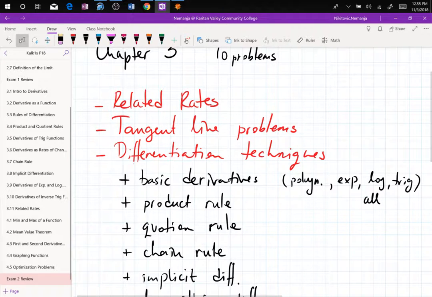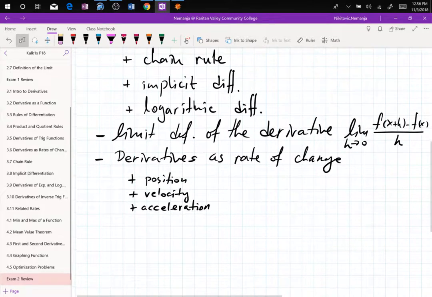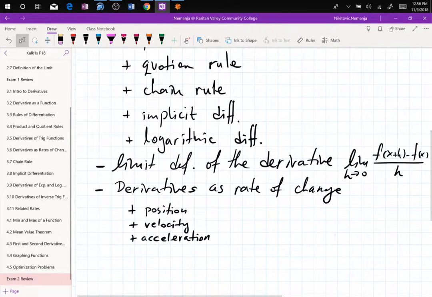You went all the way up to 311, correct? 311 is related rates. 310 was derivatives of inverse trig. One before that was logs and exponential. So that's the list for the exam. I said 10 questions.